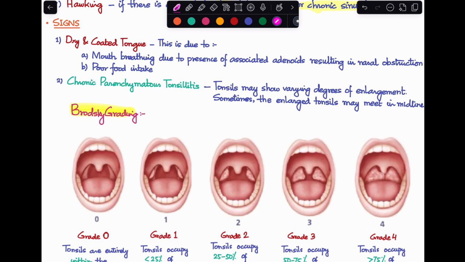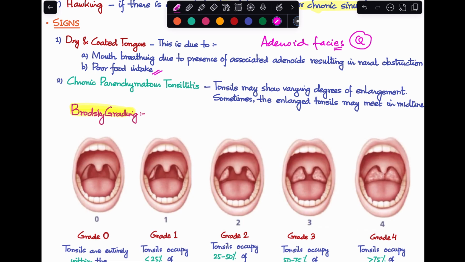Can you tell me what is the name of the facies that we see in adenoid hypertrophy? That is known as adenoid facies. If you want to know about the features of adenoid facies, this is a very important Viva question, very commonly asked. You can check out my video on adenoid facies, where I discuss each and every feature that you see in the facies and why you see it. Dry and coated tongue can also be a result of poor food and drinks intake.